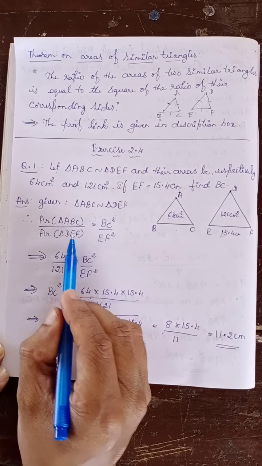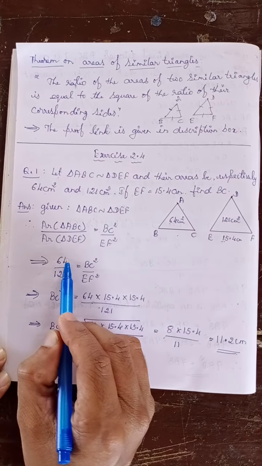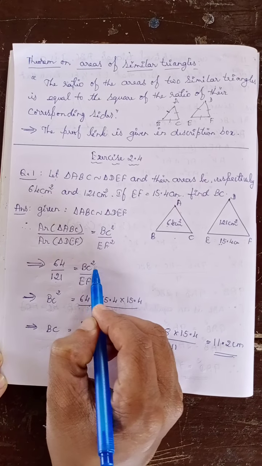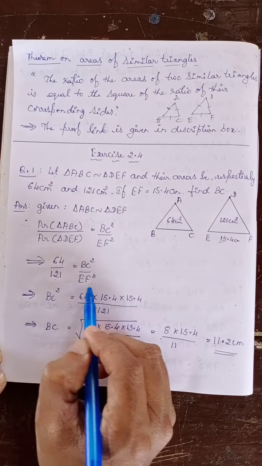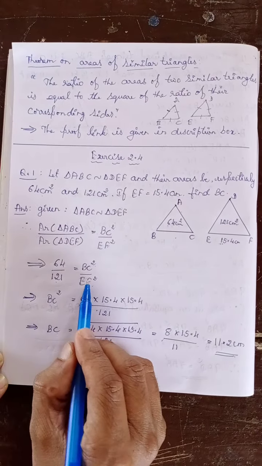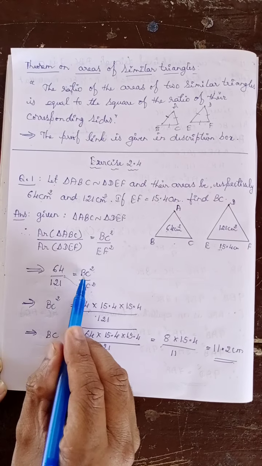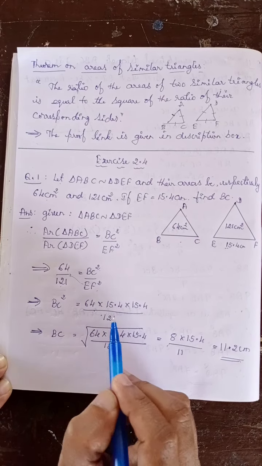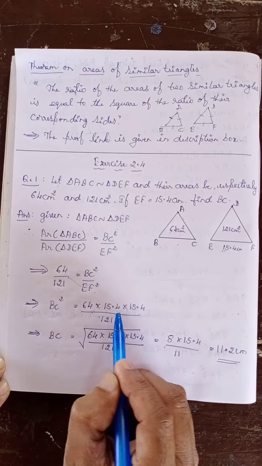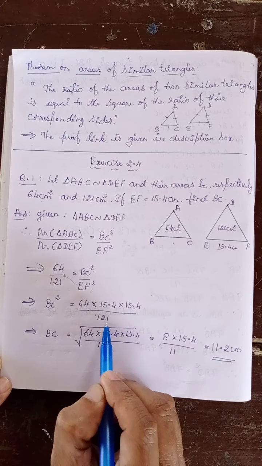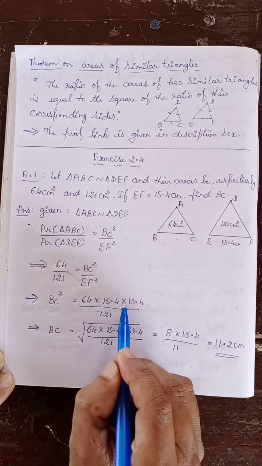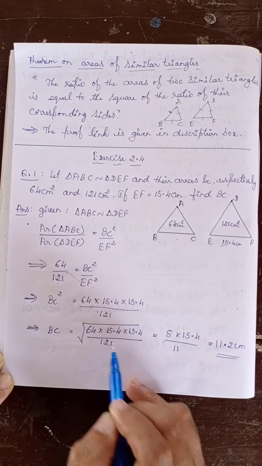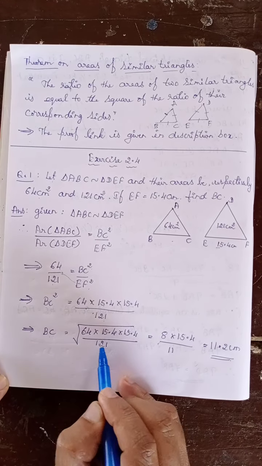Now substitute the given values. Area of triangle ABC is 64 cm square by area of DEF is 121 cm square, is equal to BC square by EF square. EF is equal to 15.4, that we substitute here. So BC square is equal to 64 into 15.4 into 15.4 divided by 121, since EF square is 15.4 the whole square. Now BC is equal to square root of 64 into 15.4 into 15.4 divided by 121. Hence directly we can take the square root of these values.